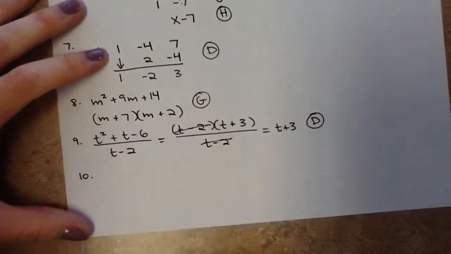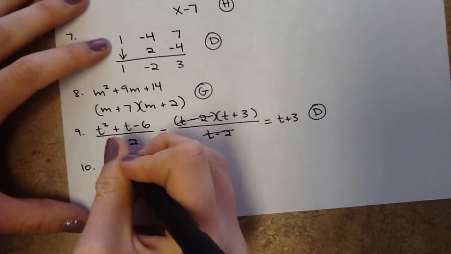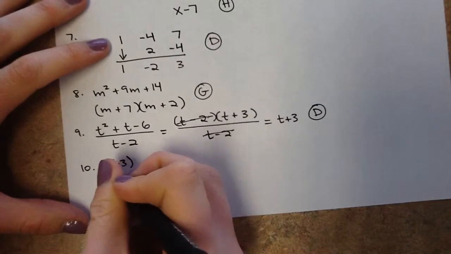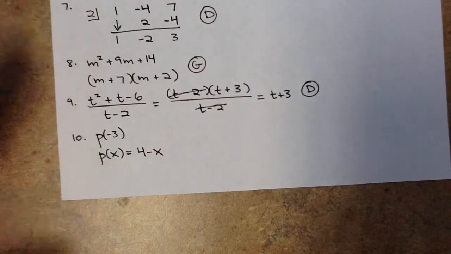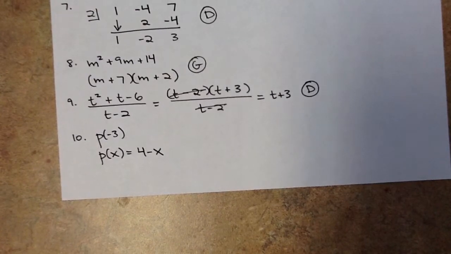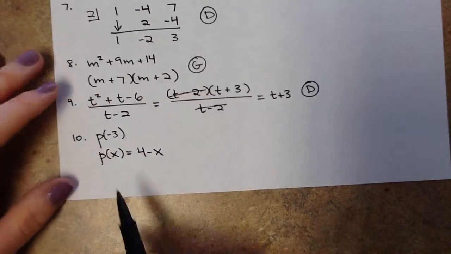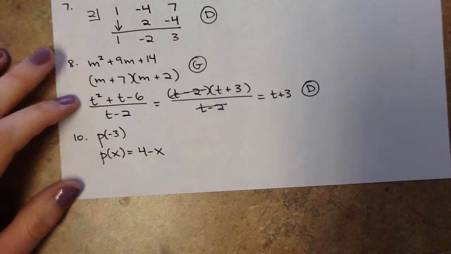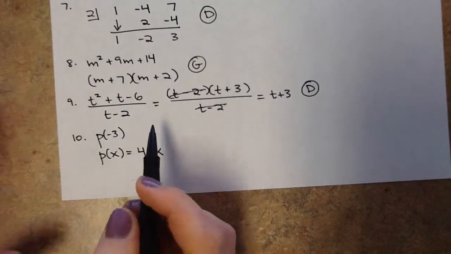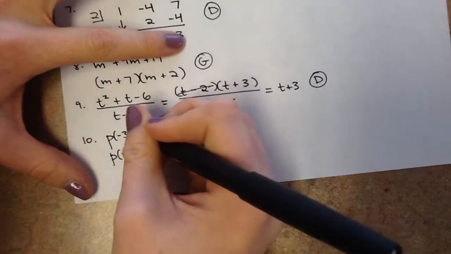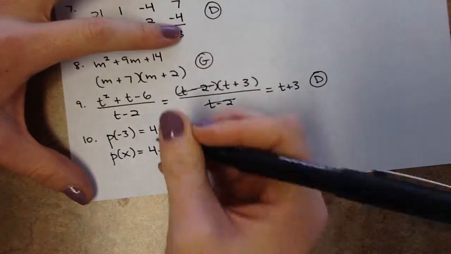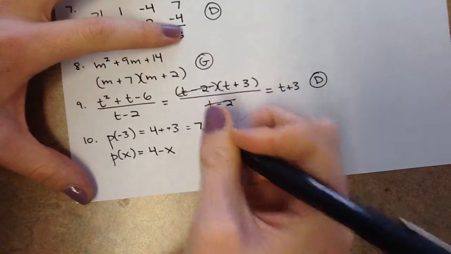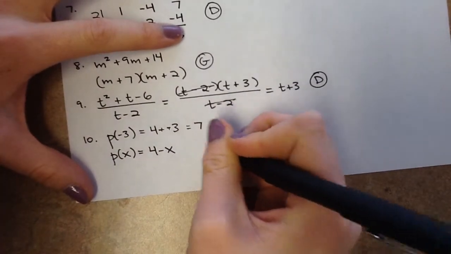Okay, number 10. They want p of negative 3 if p of x equals 4 minus x. So this is a very simple example, but basically just recapping how function notation works. Function notation says p of x equals, and then you've got an x here. If you do p of negative 3, it means they want you to replace the x with a negative 3. So 4 minus, and then we plug in our negative 3. So of course that becomes plus a positive, and that just leaves us with 7, which is letter J.